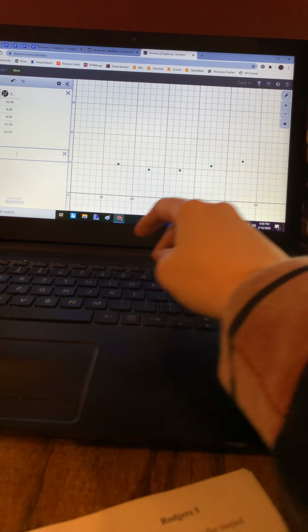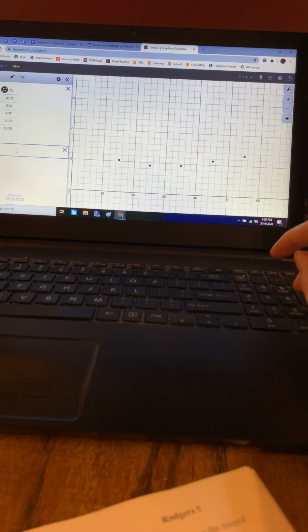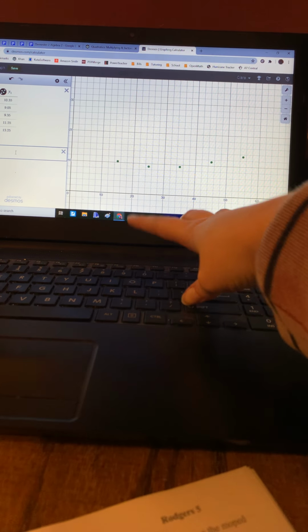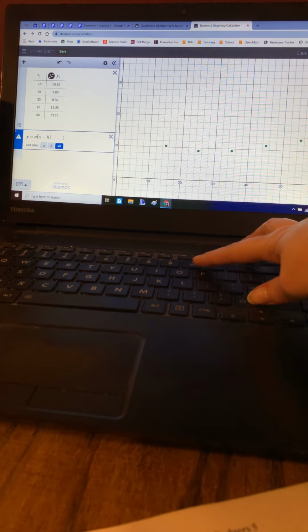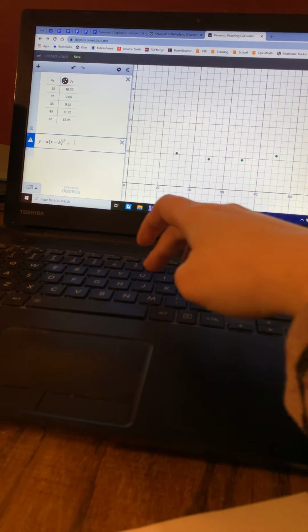All right, so that means I'm going to need to type in a parabola. So y equals A, and I'm going to do it in vertex form because that's the easiest one to mess with. So we're going to type the vertex form of a parabola: x minus h, close it, squared, plus k. And it says add sliders, and I want to add sliders for all of them.